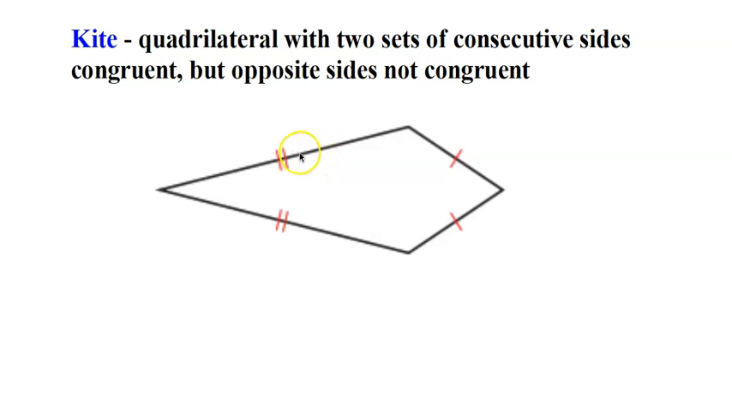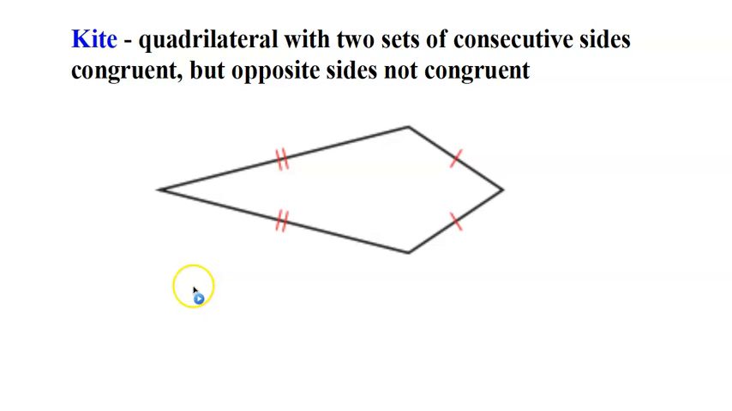congruent. Okay, very important. Opposite sides will never be congruent in a kite. All right, we'll have two sets of congruent consecutive sides right next to each other, or adjacent sides, but never opposite sides. All right, so opposite sides will never be congruent in a kite.